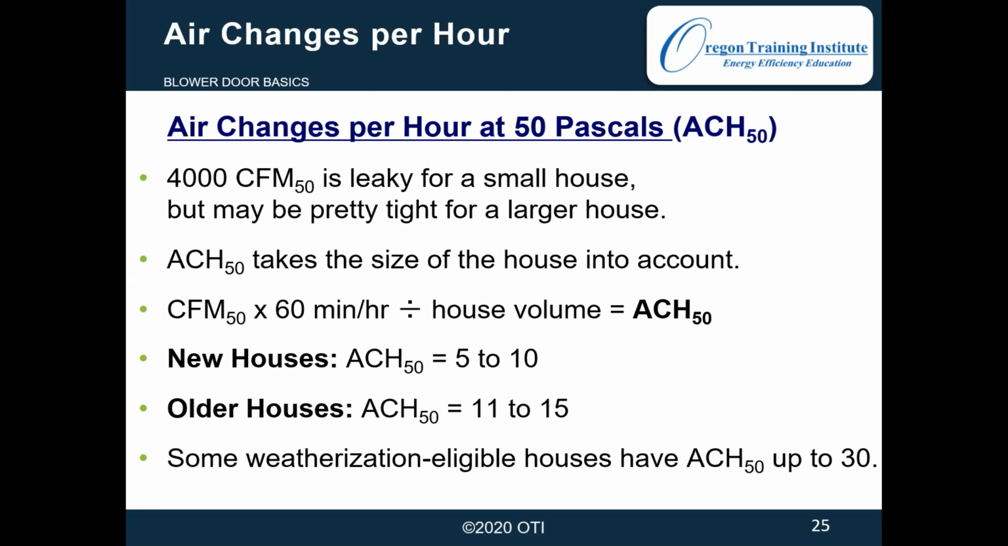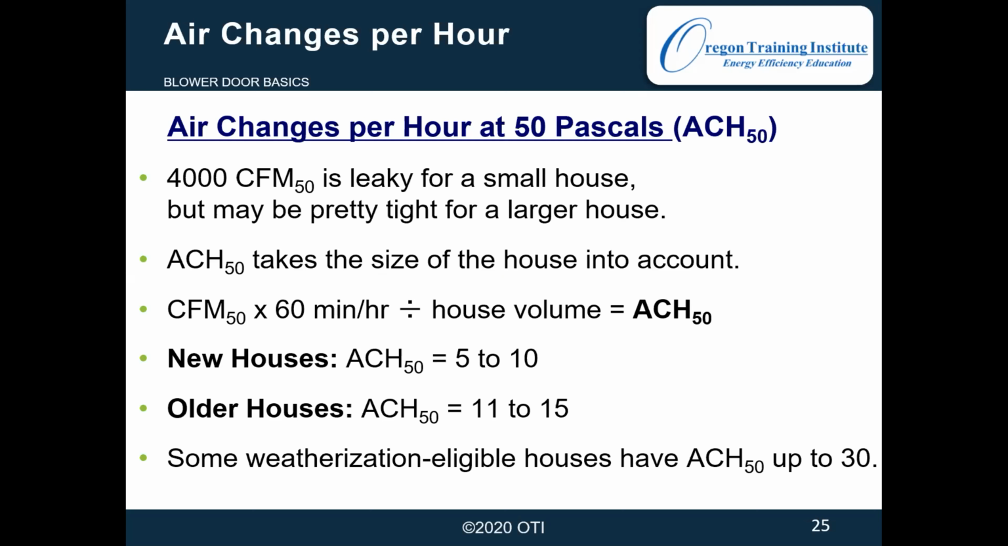Like if my house leaks 4,000 CFM, it's leaking like a sieve at 1,500 square feet. But if my 10,000 square foot warehouse has a CFM of 4,000, it's going to be pretty airtight. What air changes per hour do is take the volume of the building into account, so we can easily compare one building to another, regardless of its size, and see how they compare to each other.